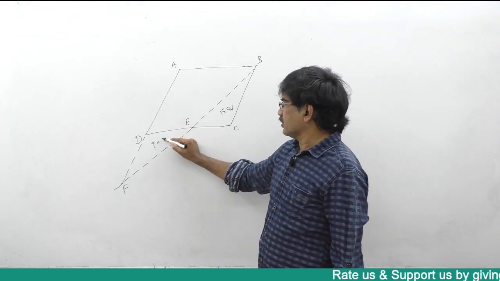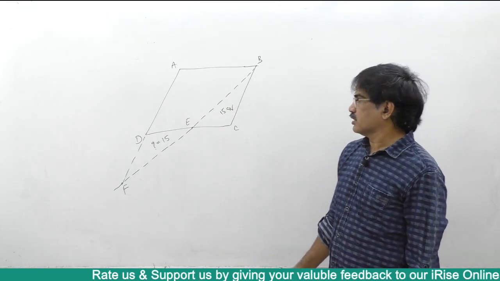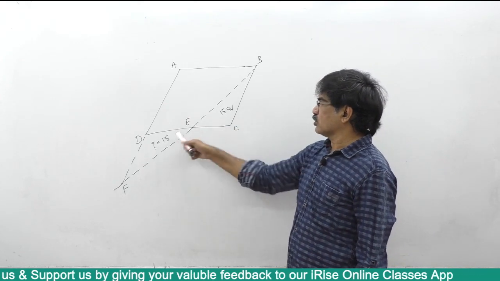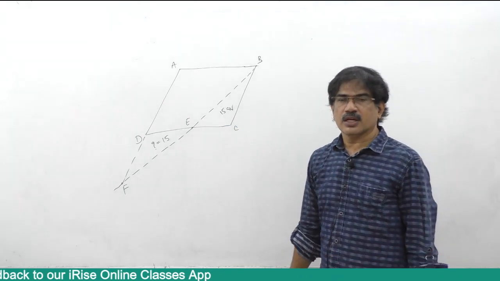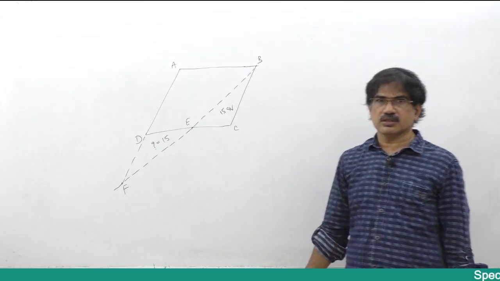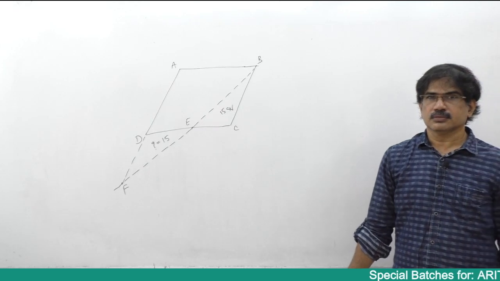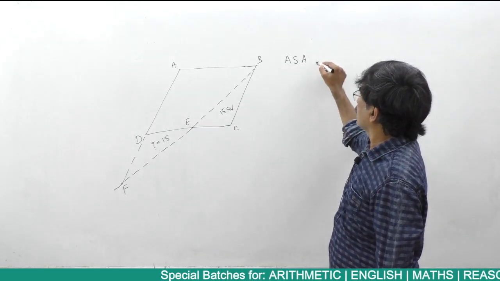This is also 15. But the question is, according to which property are these two triangles congruent? The answer is ASA property.